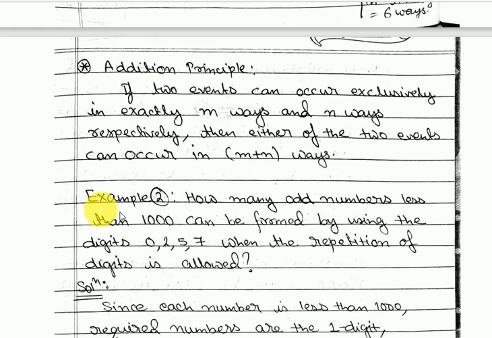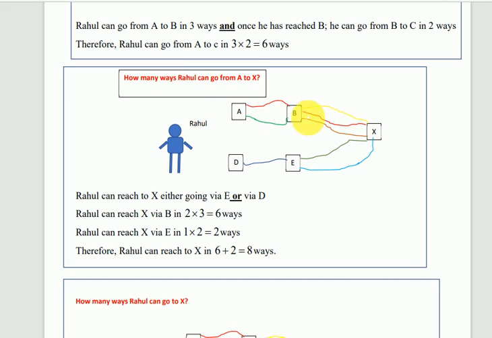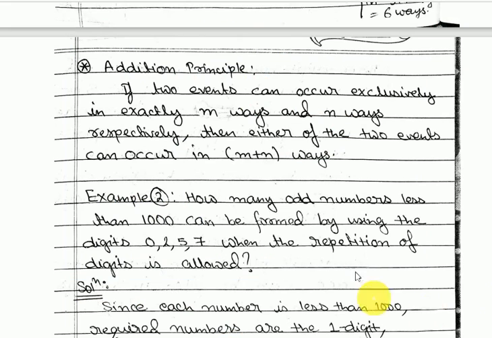Now let's see this example. So I think the addition principle is clear to you. Now it's clear: if two events can occur exclusively in exactly m ways and n ways, you could see that this is independent of this one. So this can occur in 6 ways and this can occur in 2 ways. So 6 plus 2, which gives you either this or this. So if two events can occur exclusively in exactly m ways and n ways respectively, then either of the two events can occur in m plus n ways.